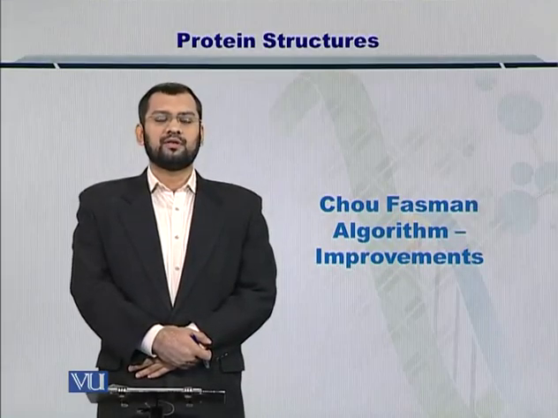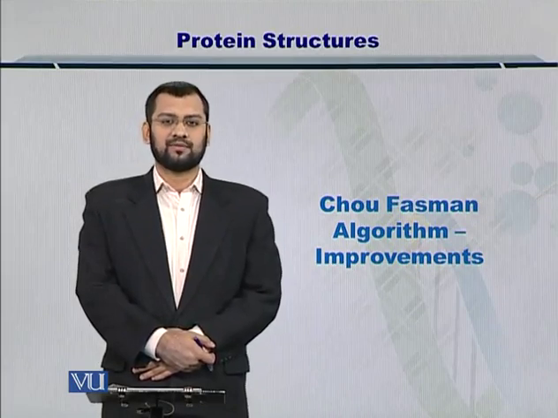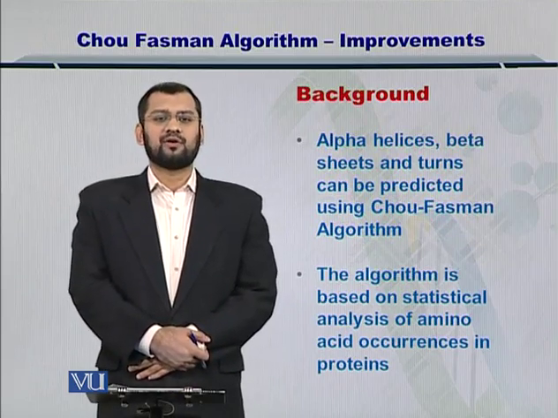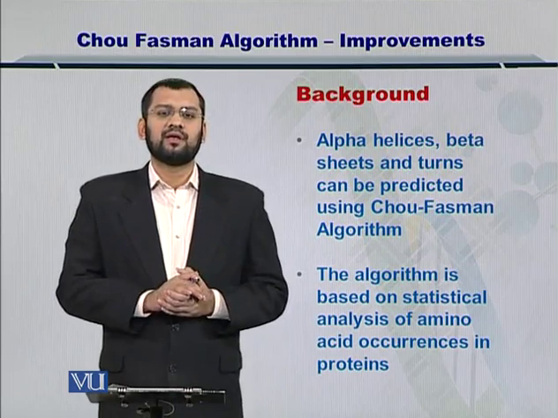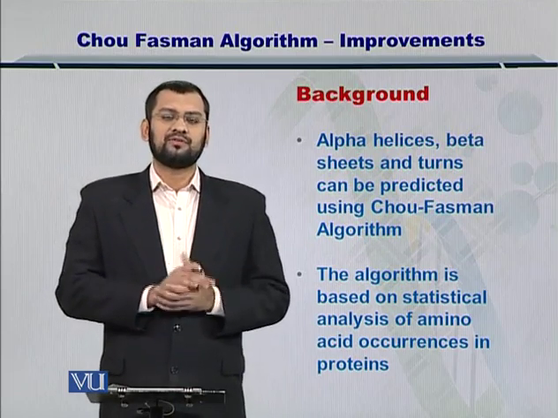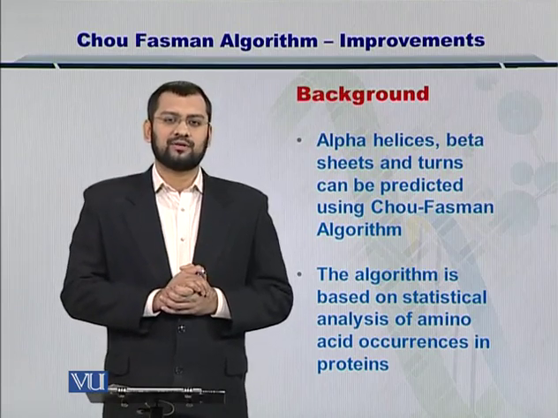Dear students, in this module, I'm going to talk about improving the performance of the Chow-Fasman algorithm. The Chow-Fasman algorithm, in its classical description, predicts alpha helices, beta sheets, and beta turns from the sequences. So how can we improve this algorithm further?